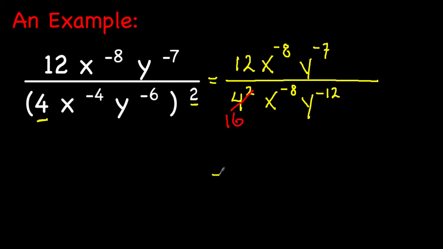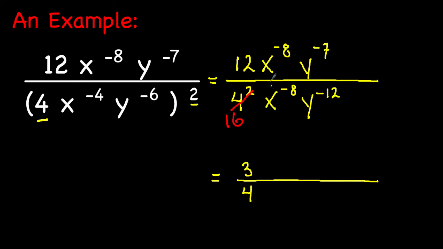All right, we move down to the next step. We now have lots of things that we can reduce and simplify. So 12 over 16, a common factor for 12 and 16 is the factor of 4. So 4 goes into 12 3 times. 4 goes into 16 4 times. So I've simplified the coefficient. 12 over 16, 3 over 4.